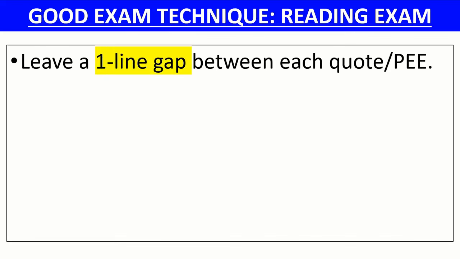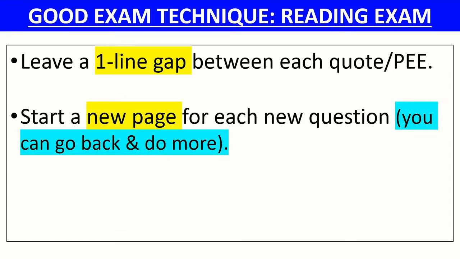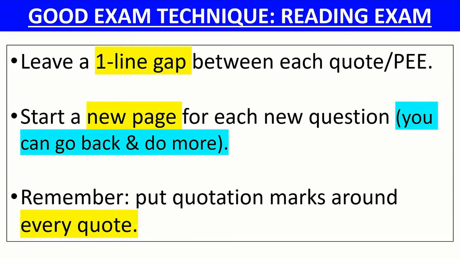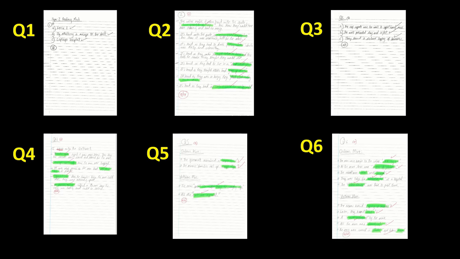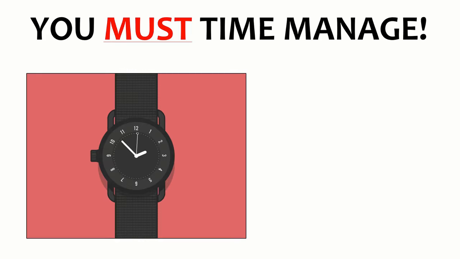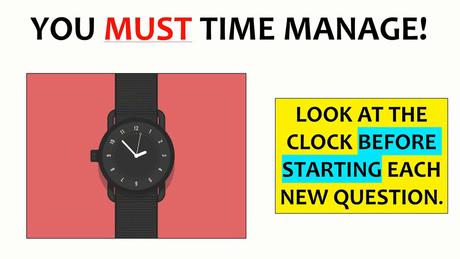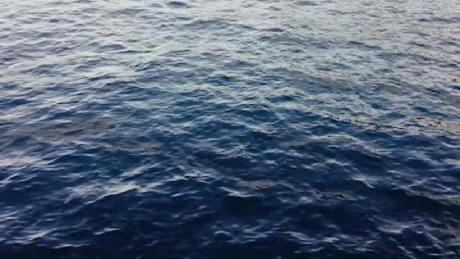So, good exam technique. Leave a 1-line gap between each of your quote PEs. Start a new page for each question. You can always go back and do more. And remember, put quotation marks around every quote. This is what I mean by the lines and 1 page per question. If you finish the exam with a few minutes to go, you can go back to question 2, add more quotes, go back to question 4, add more quotes, and so on, without having to do arrows and complicating things for the examiner. You must time manage, so look at the clock before starting each new question.